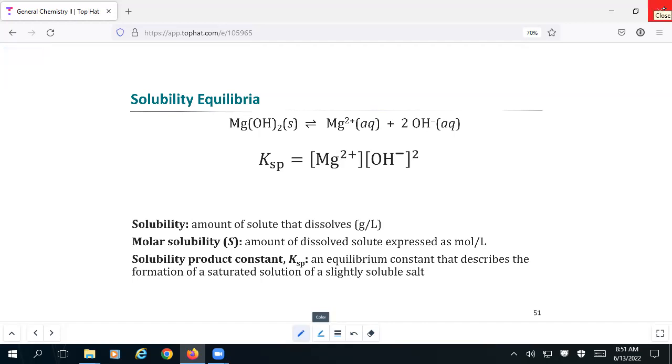So when it comes to solubility equilibria, this is the last big equilibrium variant that we are going to look at. Solubility concerns basically the amount of solute that dissolves ultimately. We usually measure that in grams per liter. And so if you look at a solubility table, that's what it's going to tell us. Solubility of sodium chloride in water is 70 grams per 100 milliliters.